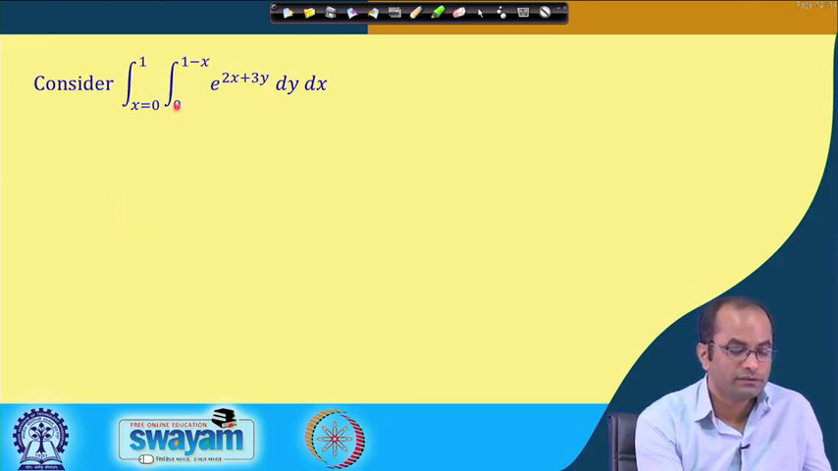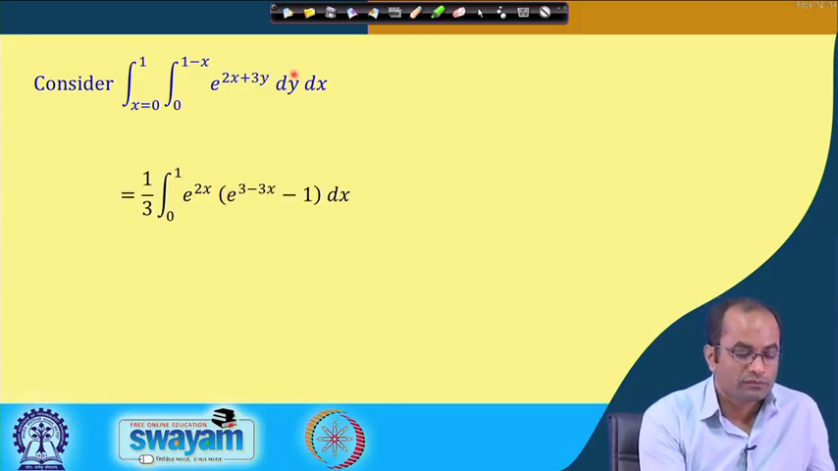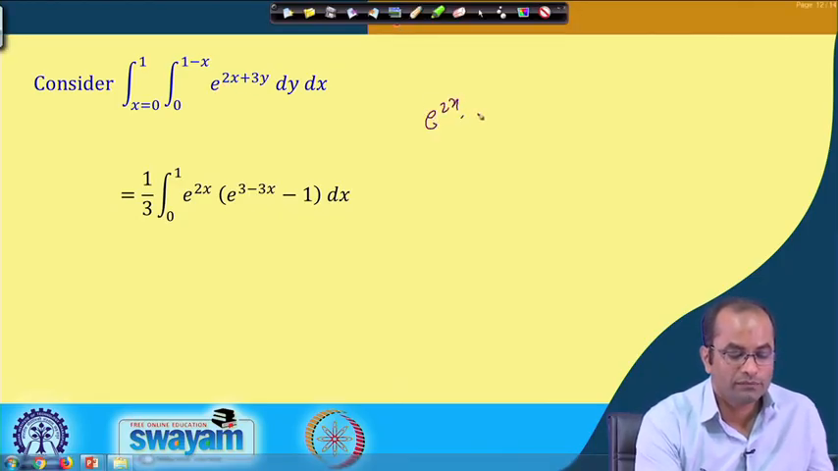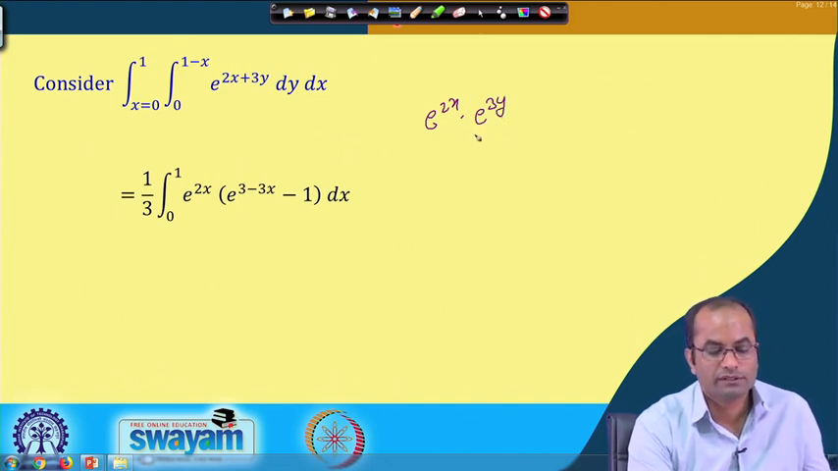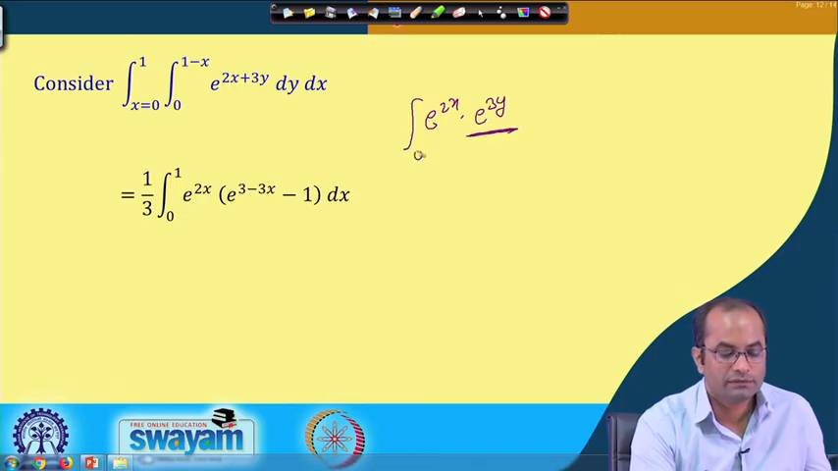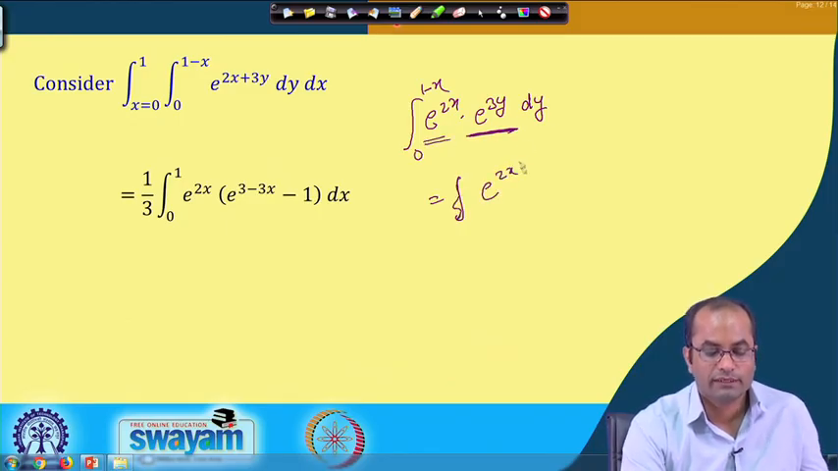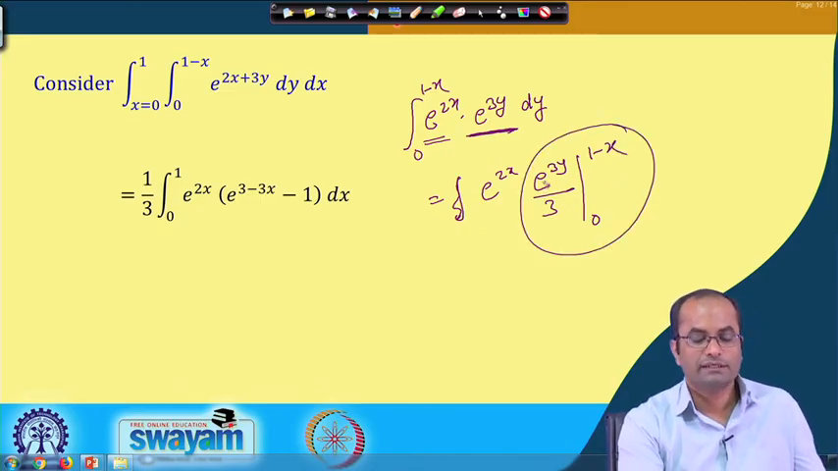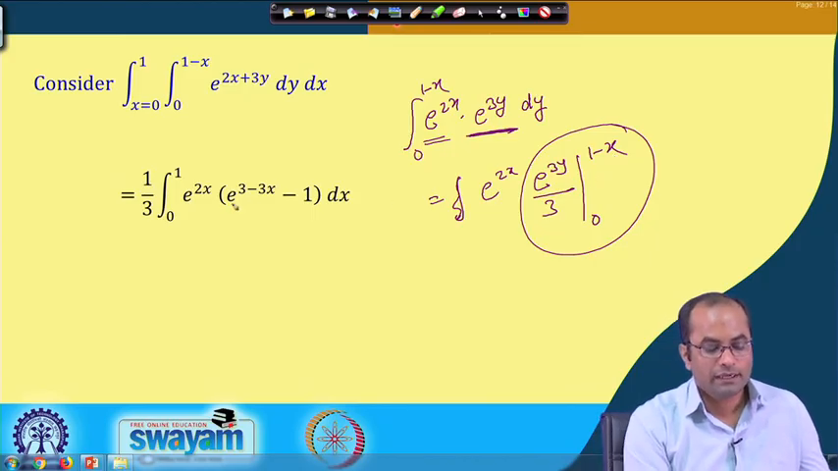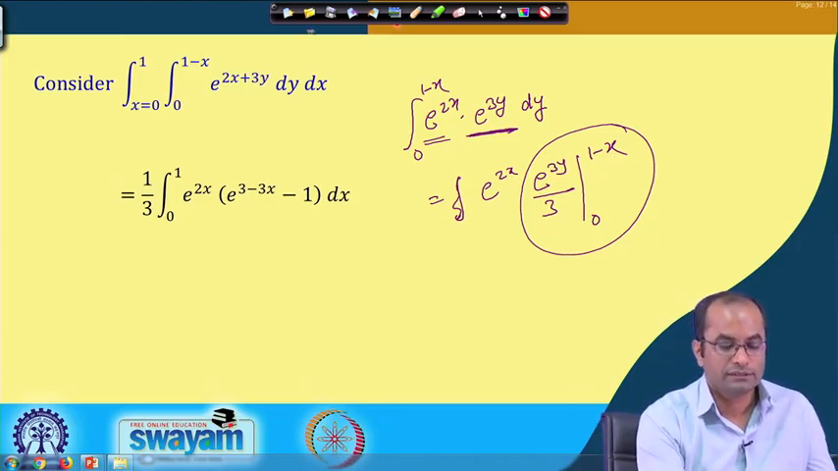So, taking this one here, y from 0 to 1 minus x, and x goes from 0 to 1. We will integrate the inner one with respect to y. So, we have here e power 2x and then e power 3y, that is our integrand. So, we are integrating with respect to y, that means the integral from 0 to 1 minus x dy, the inner one. We will get e power 2x as a constant with respect to y, and e power 3y will become e power 3y over 3, and then this limit 0 to 1 minus x. So, when we put the upper limit here, we will get e power 3 minus 3x, and then minus 1 here, and e power 2x is sitting there.